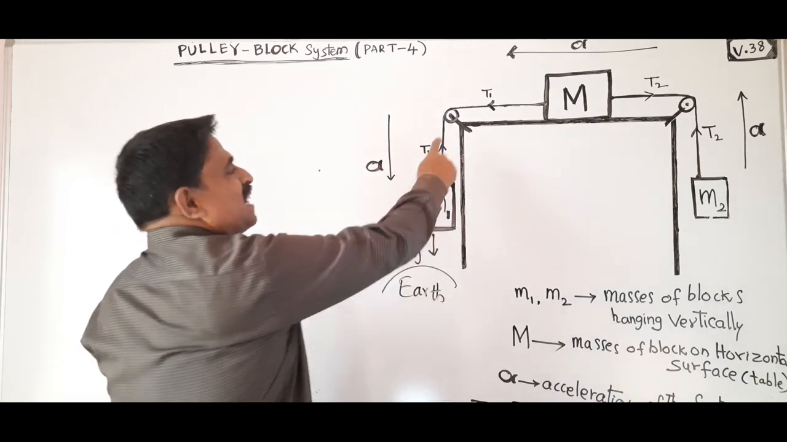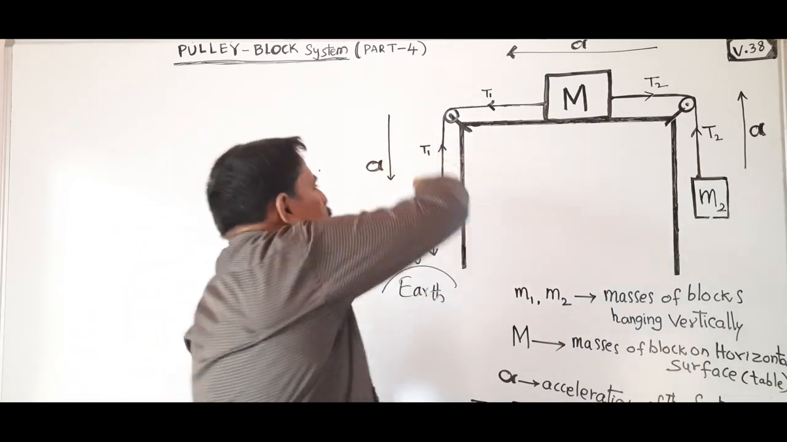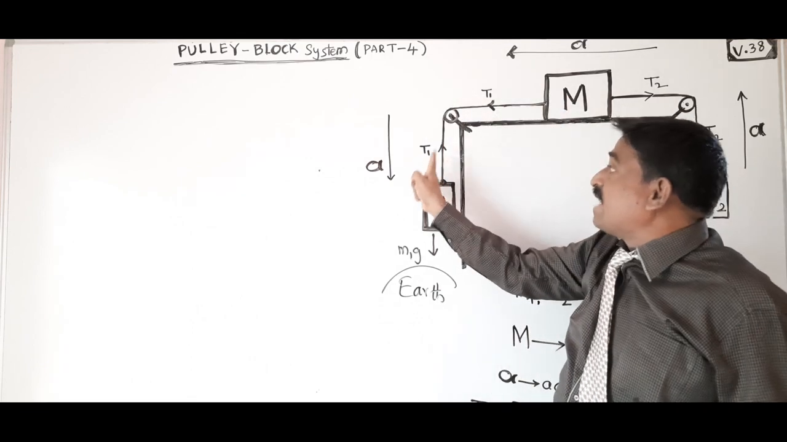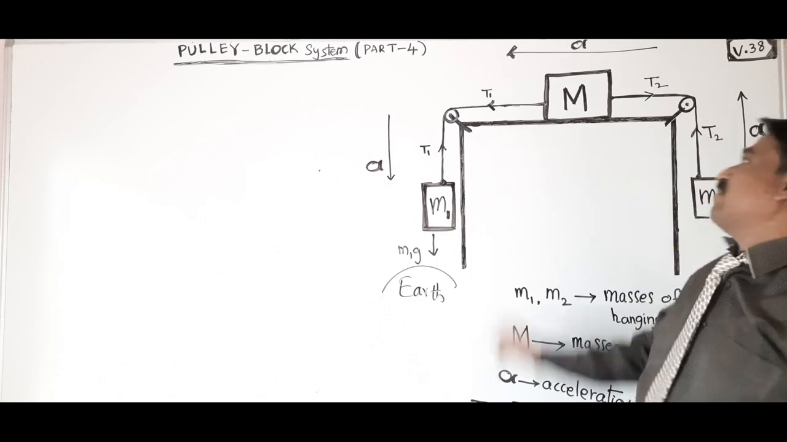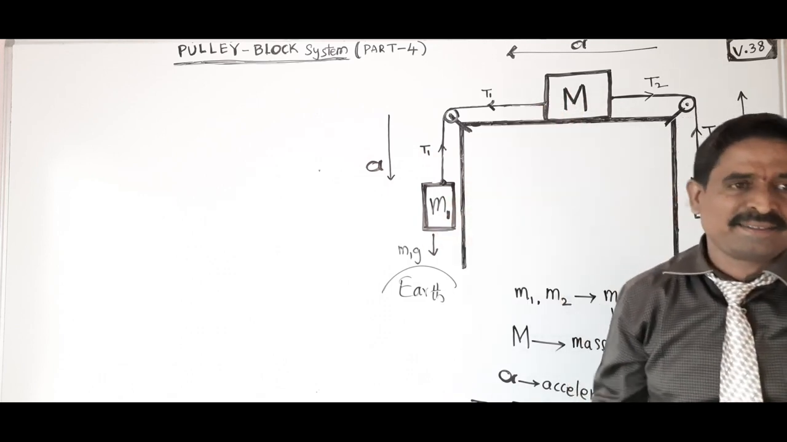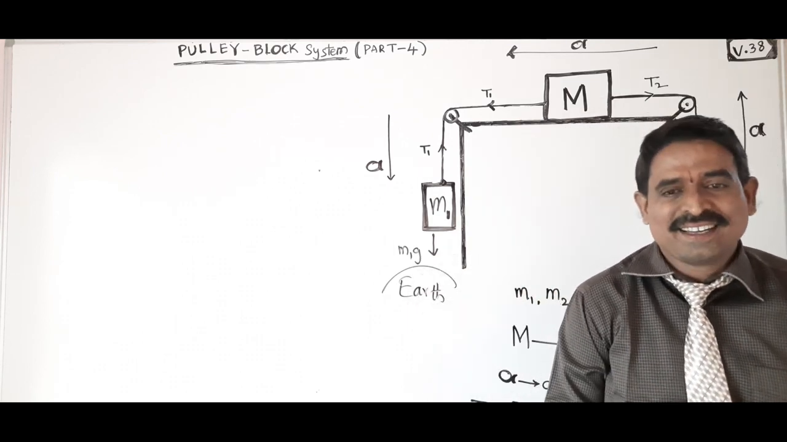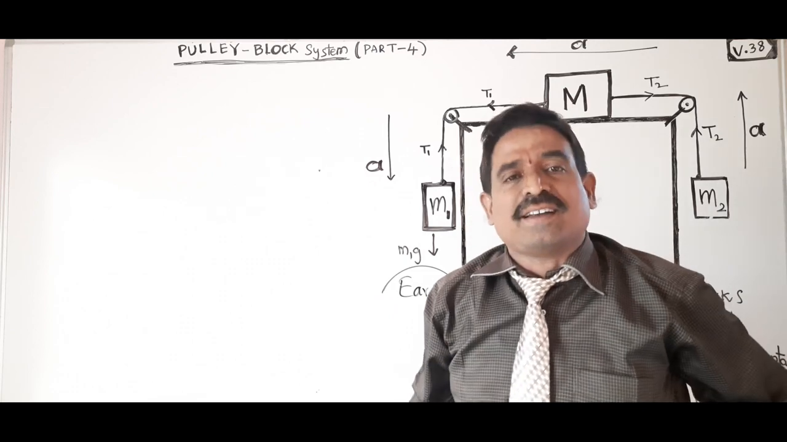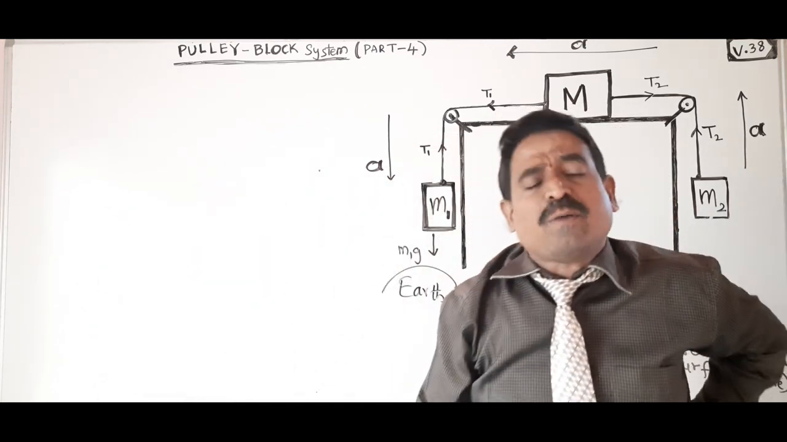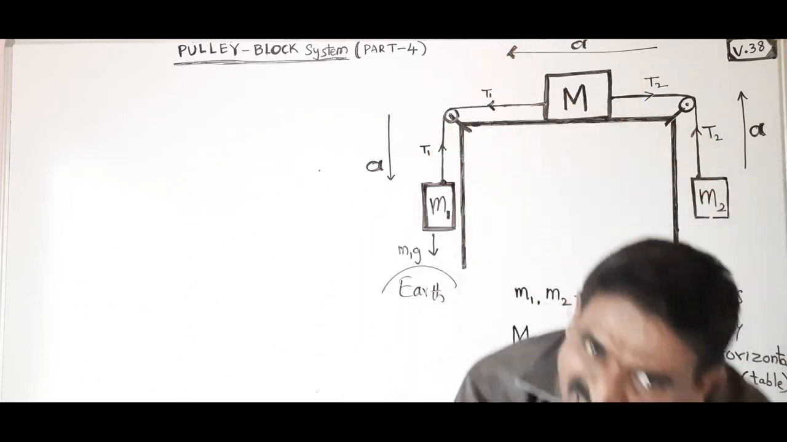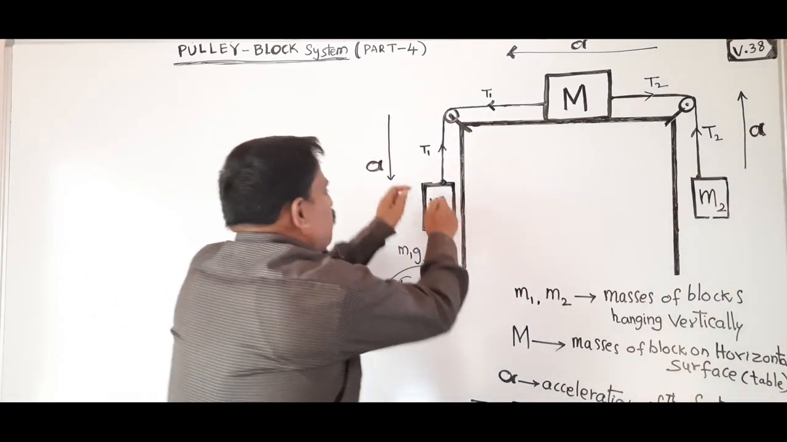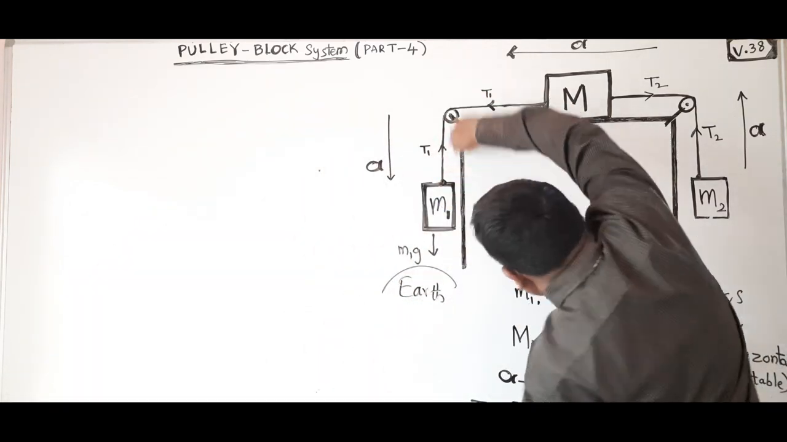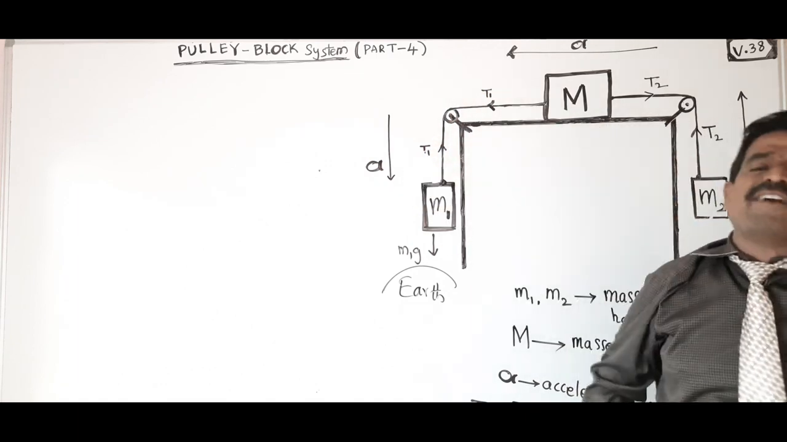Now, this string is pulling the block vertically upward. This pulling force we call tension. T1 is the tension between the blocks of masses capital M and M1. Just as my weight, your weight, a cement bag's weight, a rice bag's weight and a school bag's weight act vertically down, similarly the weight of this block acts vertically downward. At the same time, this rope pulls the body up. This pulling force we call tension, T1.